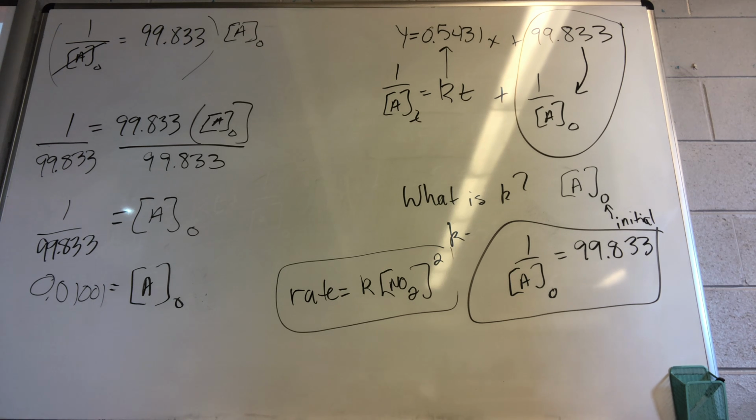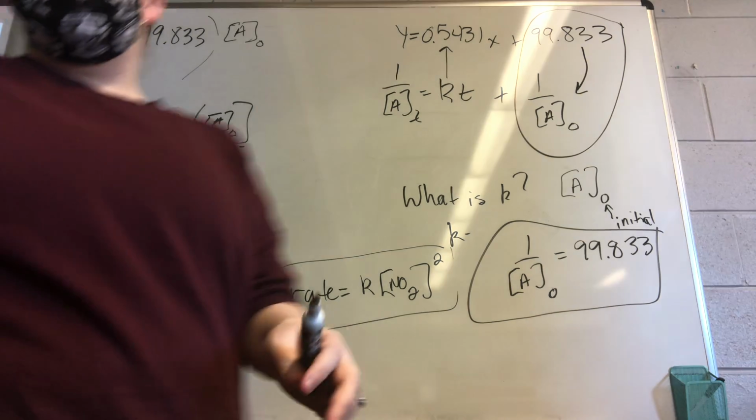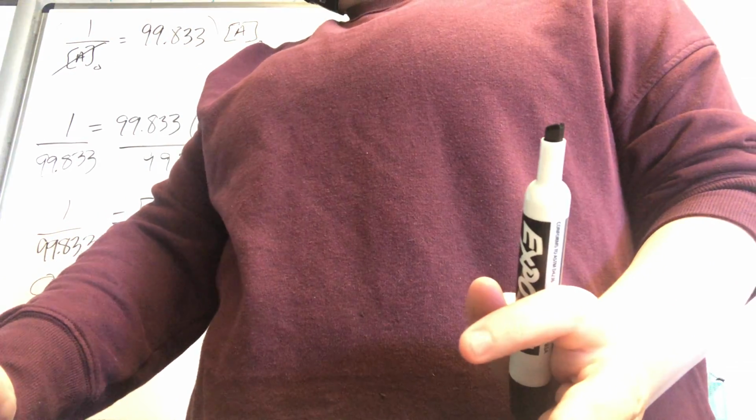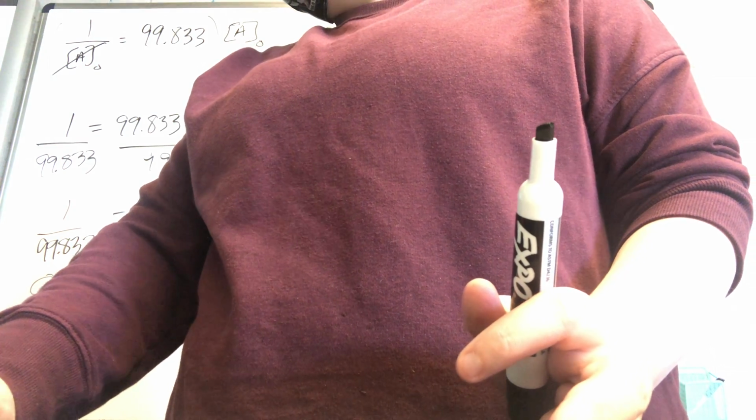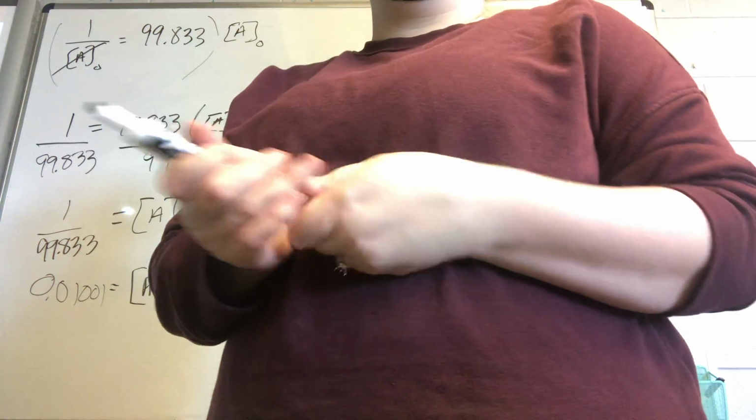0.0100, correct? Okay. Let's look at what the initial concentration we started with in the data that we were given. If you look at your original data set, what was the initial concentration of NO2? Hey, look at that, 0.01.